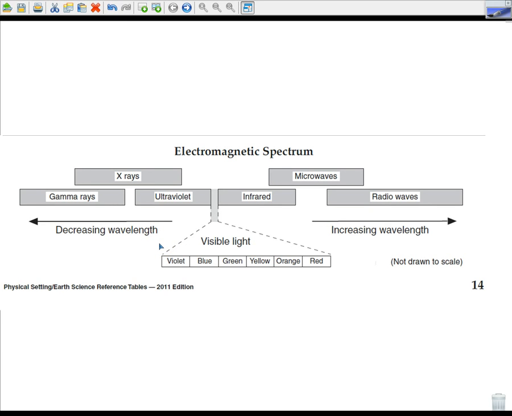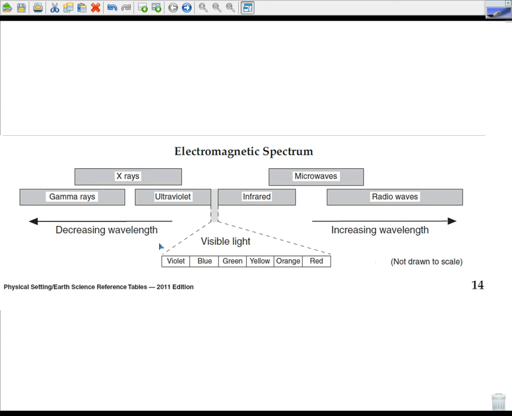Welcome to another screencast. This screencast will focus on redshift and blue shifts in astronomy for Earth science. A good starting point would be to look at the electromagnetic spectrum on page 14 in your Earth science reference table, which is probably your wallpaper on your phone, this actual page, because I know many of you love the electromagnetic spectrum. You can't get enough of it.